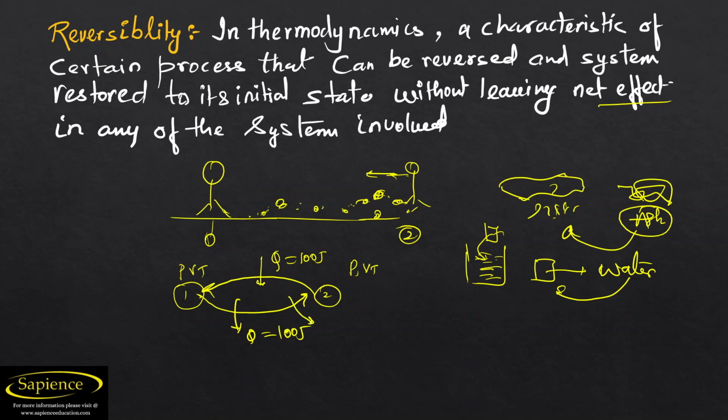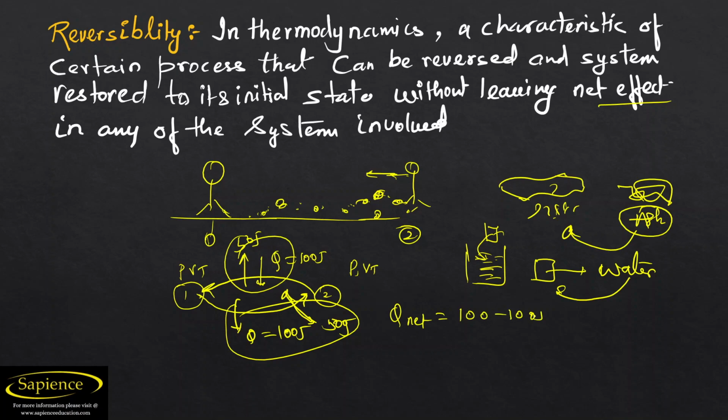At the same time, if work is done on the system of 50 joule, then when we reverse, the system must do output work of 50 joule. So what will happen? The net energy will be 0. Q net will be 0. Why? Because 100 minus 100 is equal to 0. Work net will be equal to 0, because 50 minus 50 is 0. So the overall net energy leaving the system is 0.